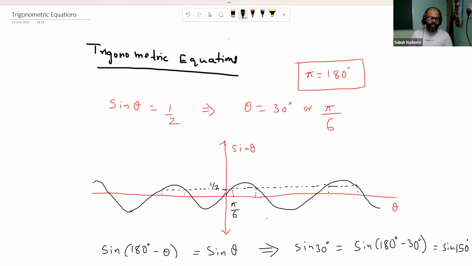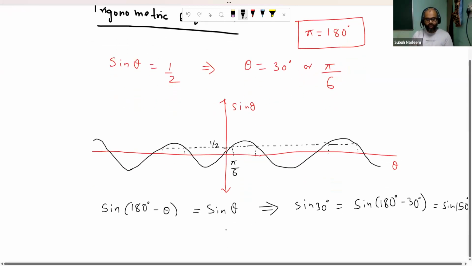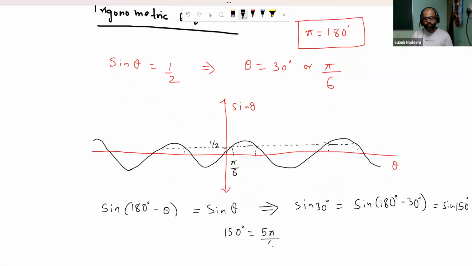And what is 150 degree in terms of radian? It is 5 pi by 6. So 150 degree is 5 pi by 6. So you can see that this angle is 5 pi by 6.